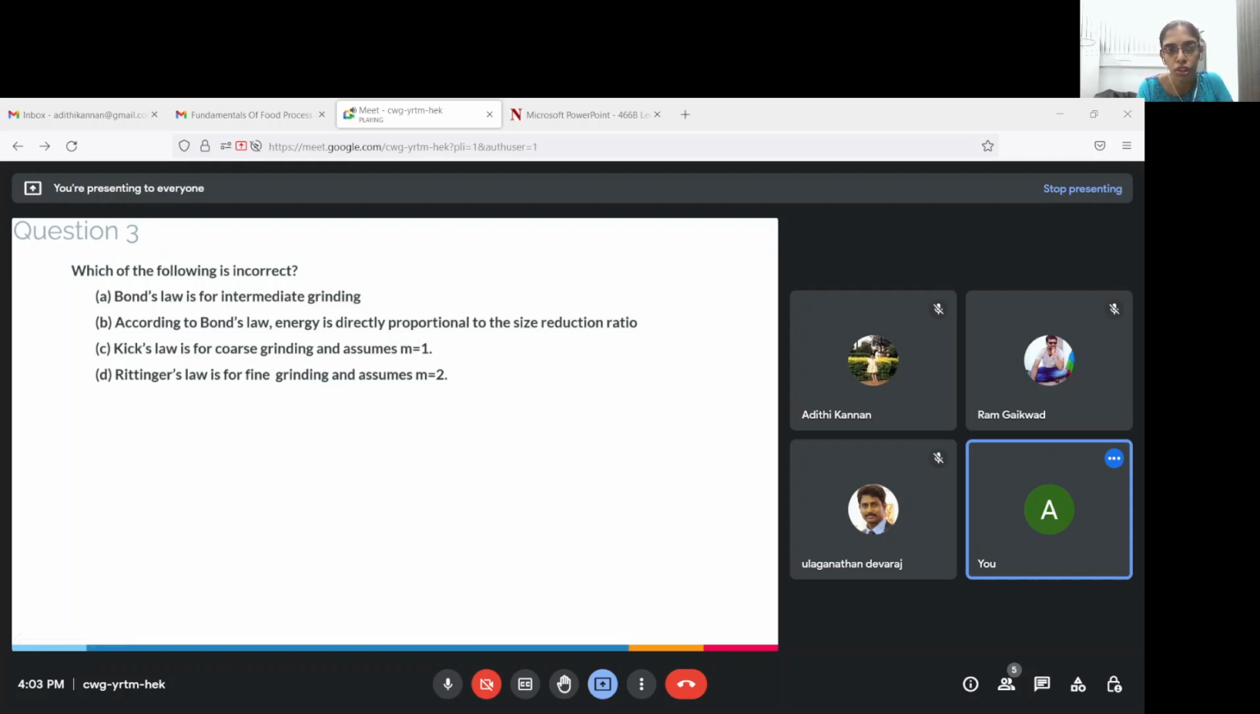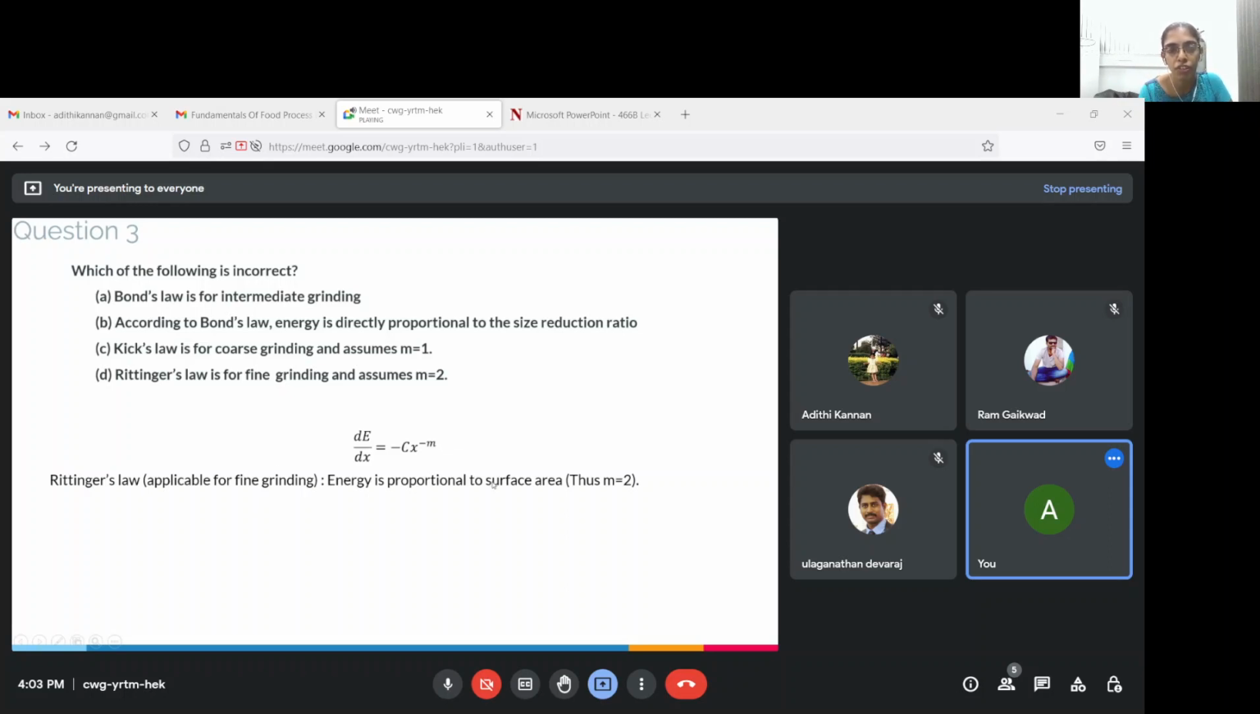Have you heard of Kick's law and Bond's law now that we have discussed Rittinger's law? As I mentioned, this is the generalized formula, that is any change in energy required, dE divided by dx, that is any change in the size, is equal to minus C x power minus m. Rittinger's law, as we saw, says the energy is proportional to surface area. So m will be 2 here, that is x square is what you are looking for. That is Rittinger's law and is applicable for fine grinding.